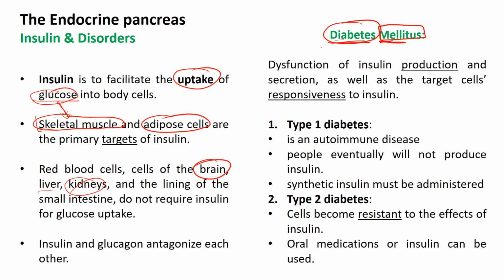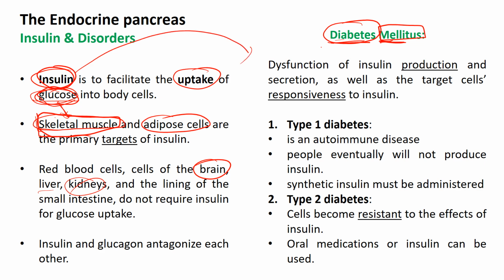Why polyphagia? Well, you're going to be hungry because your cells, the skeletal muscles and the adipose tissue, are hungry. You have a lot of sugar, a lot of glucose, which is the fuel to generate ATP, but your tissues are not able to take that from the blood because of the problem with insulin. So let's see what happens.